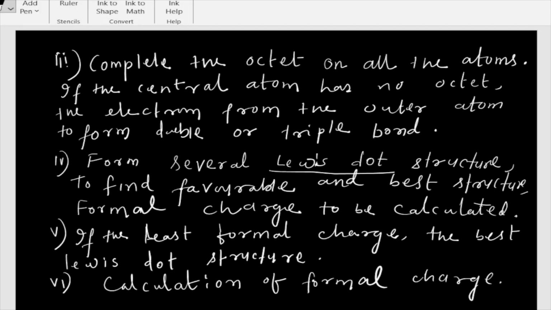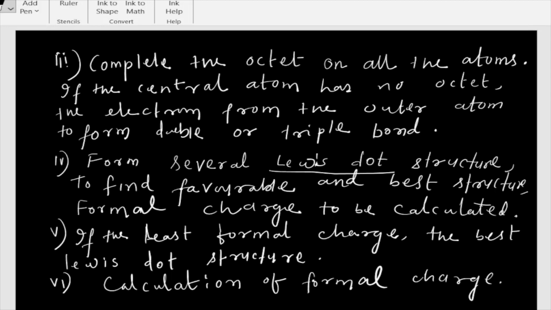What is the formal charge? First you see the least formal charge. Suppose the values are 1, 2, 3. Then the least formal charge is 1, and that is the best Lewis dot structure. If one is 0 and the other is 1, then the 0 is the best Lewis dot structure compared to 1. That means you will always look at the least formal charge of each atom of that molecule, and that is the best Lewis dot structure.